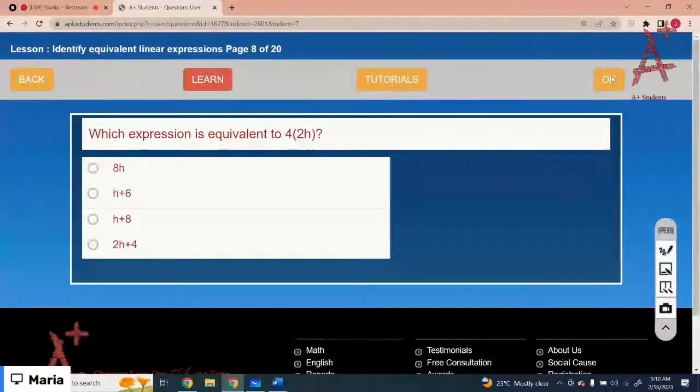Okay, the next one is 4 times 2h. So 4 times 2 is 8. So it is then 8h. Got it? The correct option is 8h. So just select the correct option, then click on the OK button.